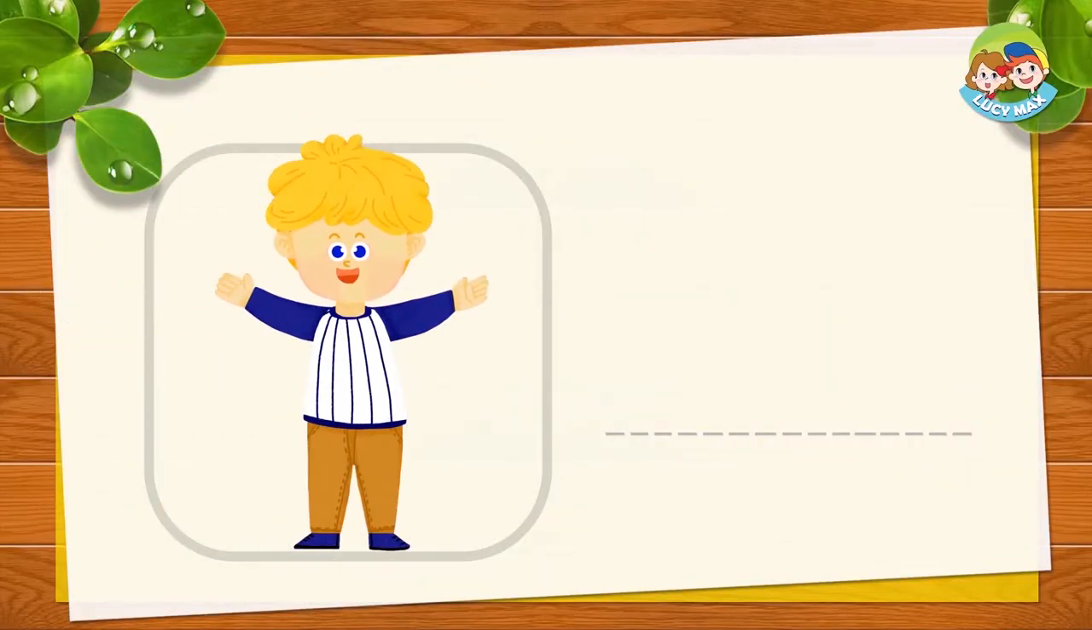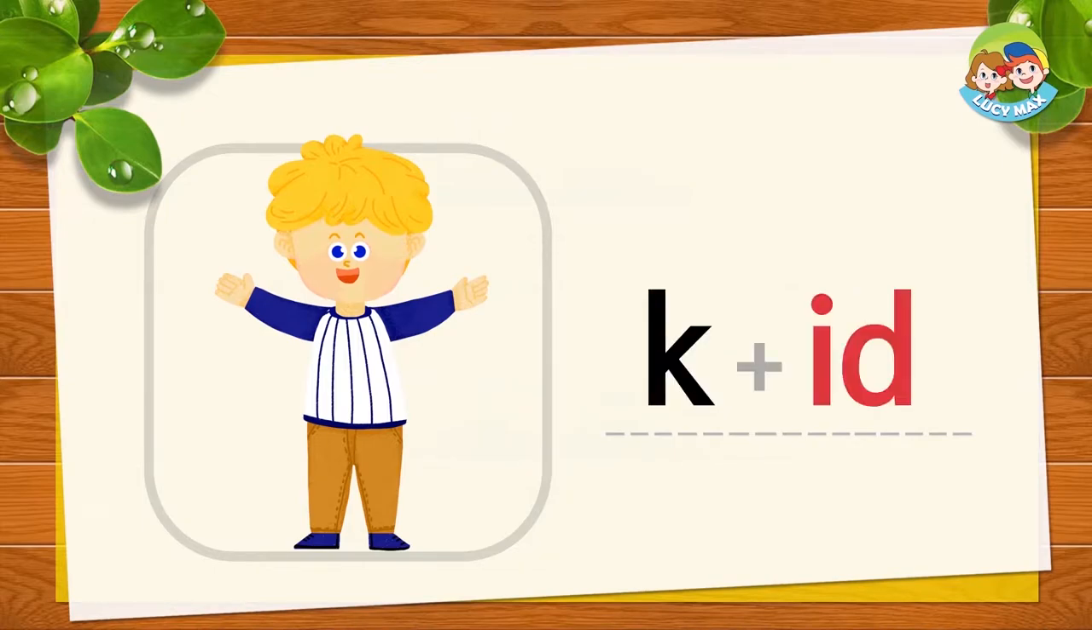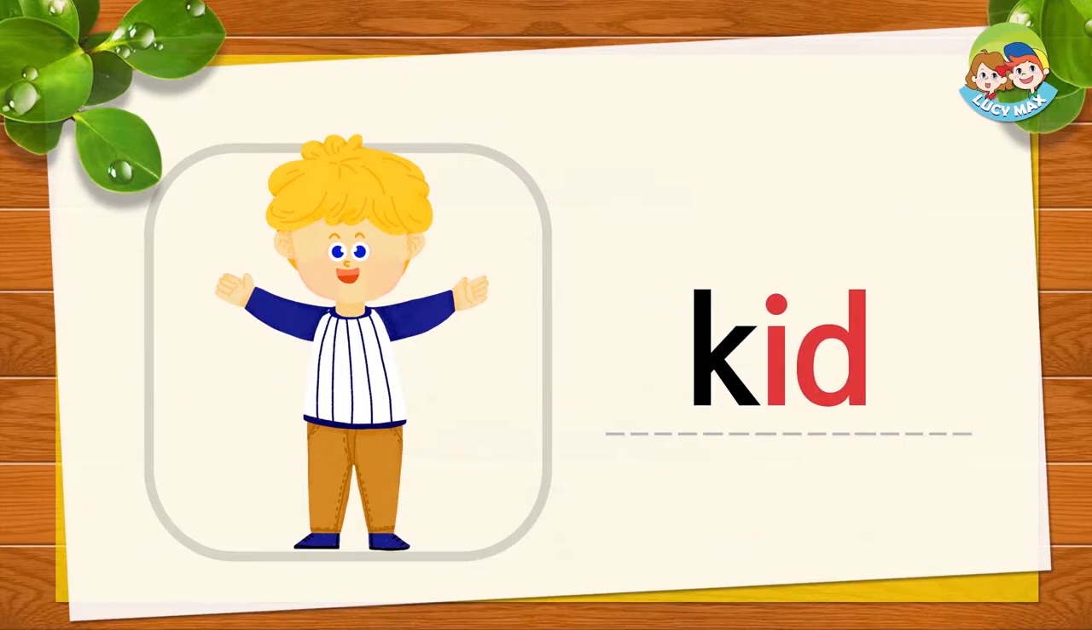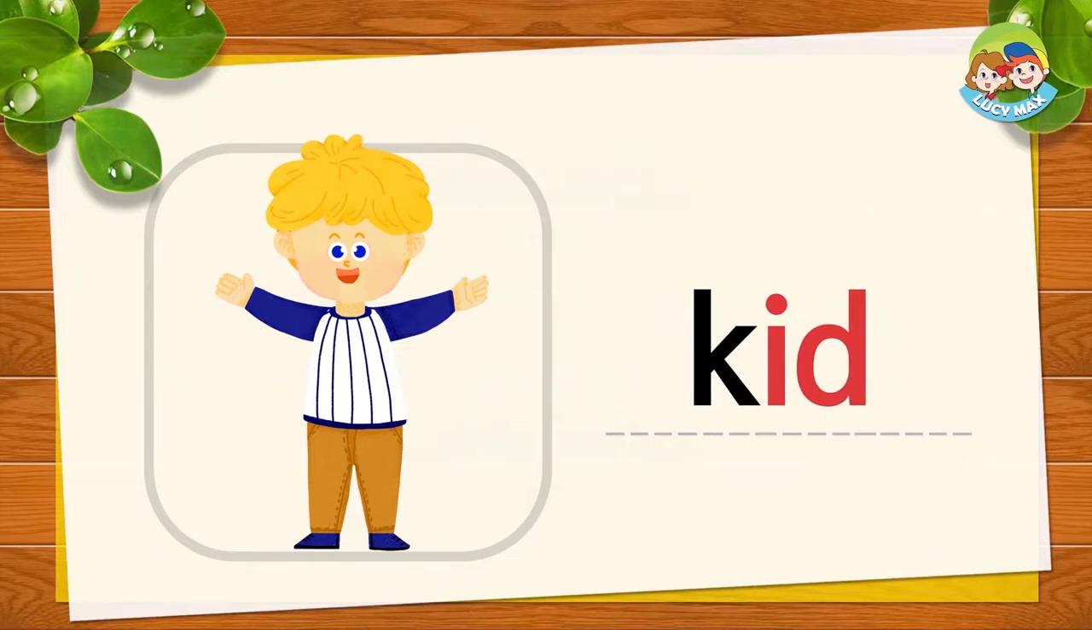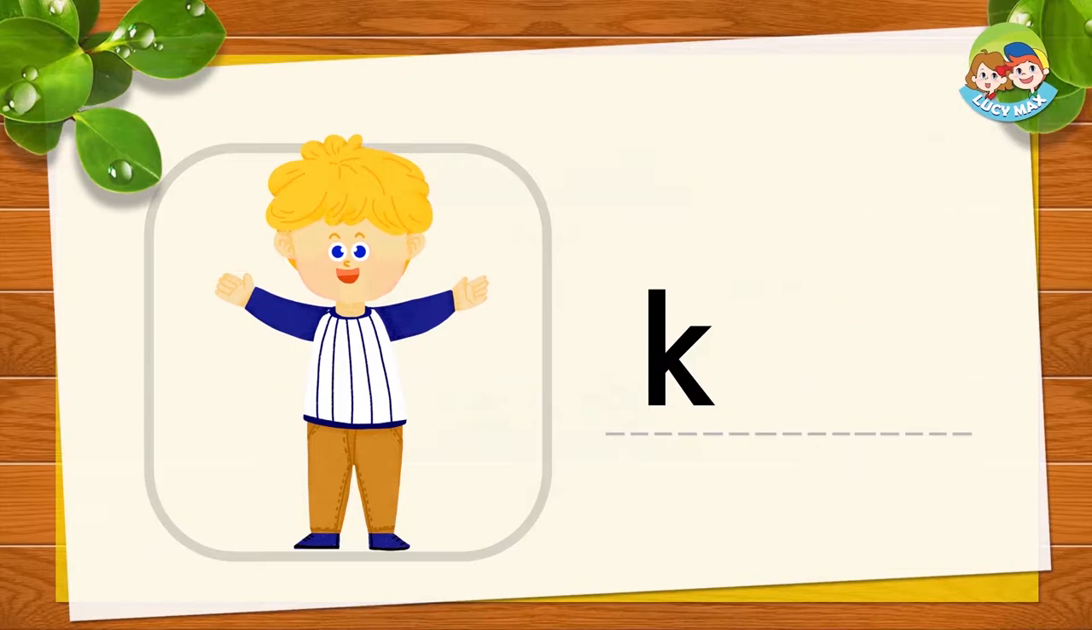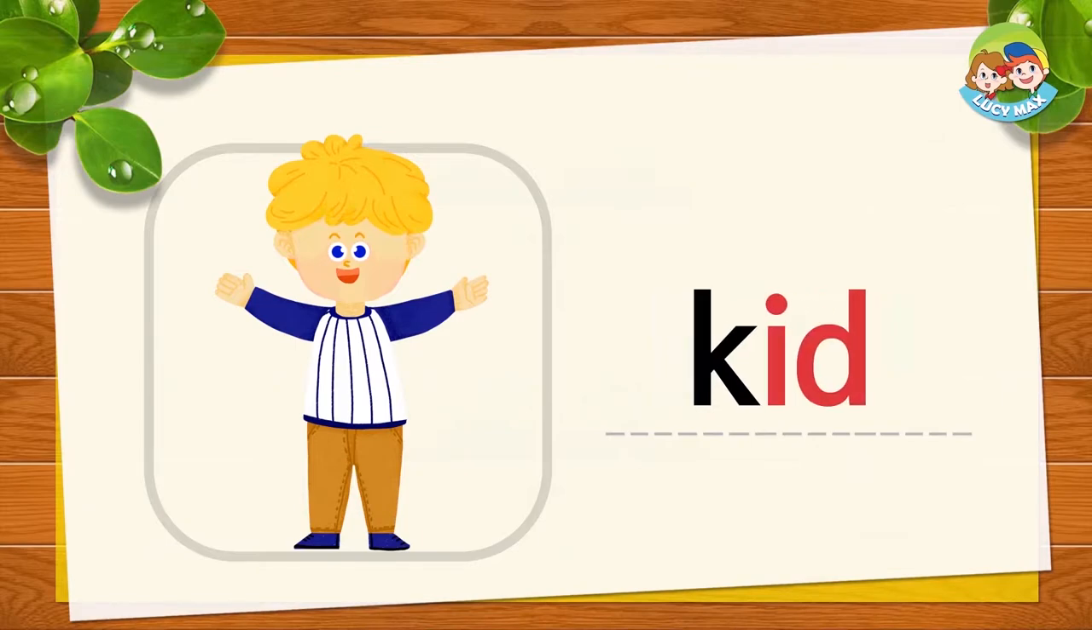This is a kid. K and id together make kid. K, id, kid. Now you try. Are you a kid? I'm not a kid.